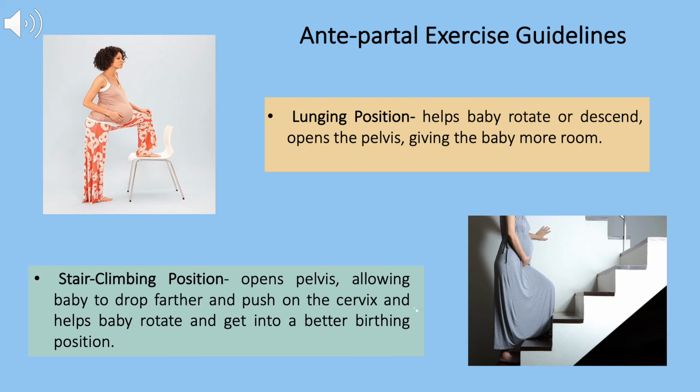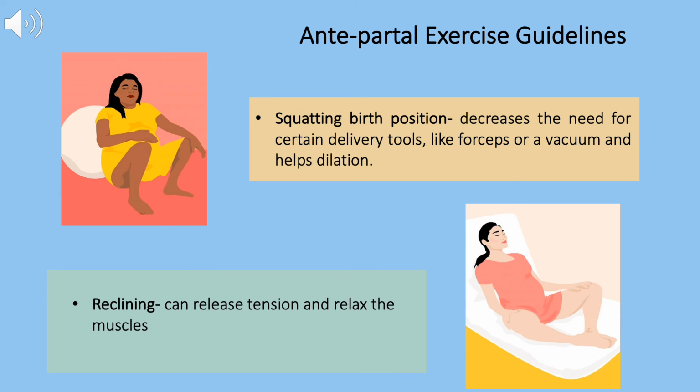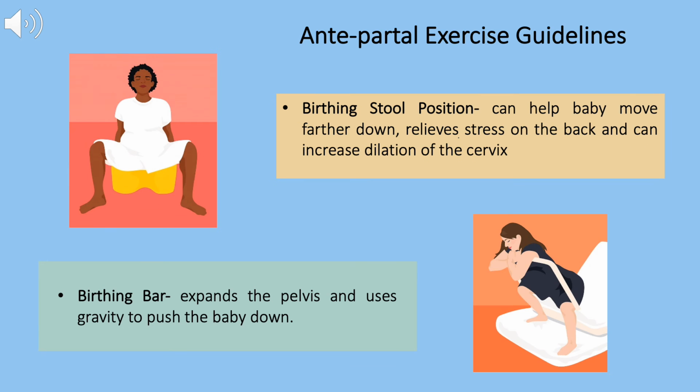Next, squatting birth position decreases the need for certain delivery tools like forceps or a vacuum and helps dilation. Next, reclining can release tension and relax muscle. Next, birthing stool position can help baby move farther down, relieve stress on the back, and increase dilation of the cervix. Next, birthing bar expands the pelvis and uses gravity to push the baby down.